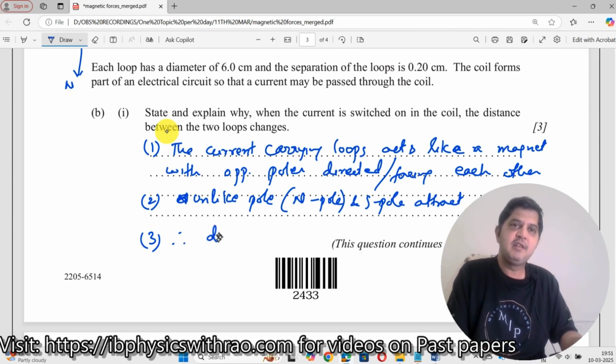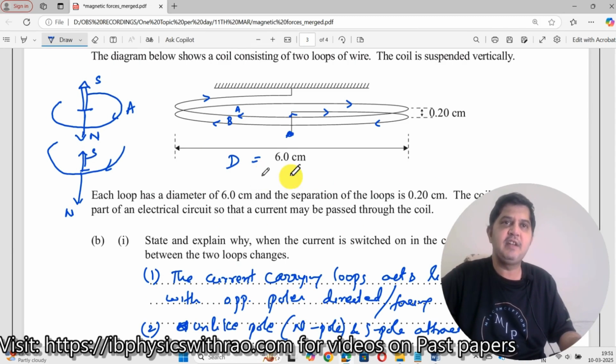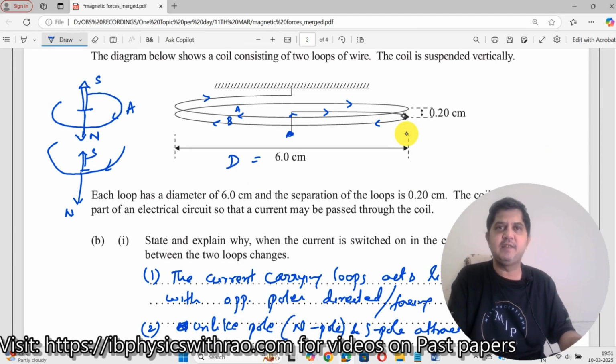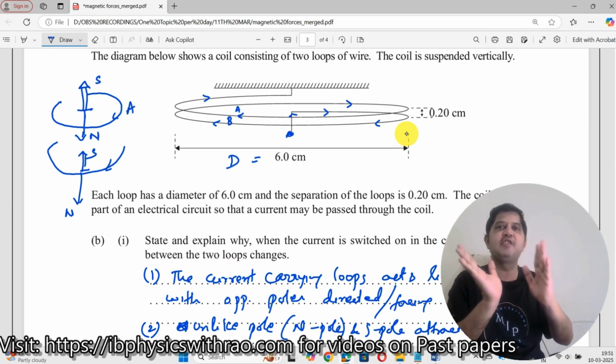Then the third point. Therefore, the distance between the loops decreases, and this will be less than 0.2 centimeter. How do I know that? Because it is already given here, right? Initially when the current was not flowing, this was the distance. When the current is flowing, this gets compressed like this. This comes downwards, this goes upwards. So this is 0.2 centimeter.